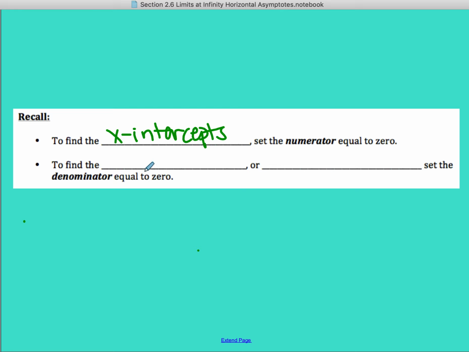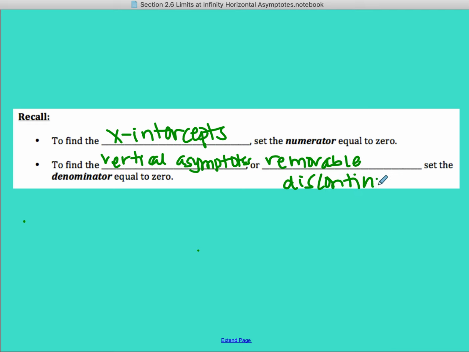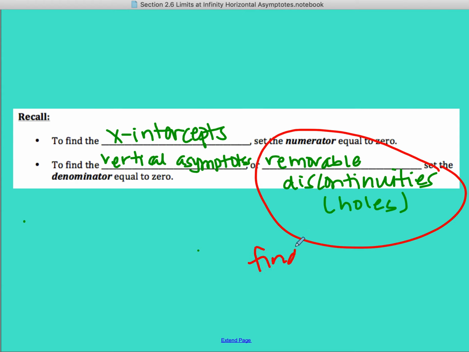And then to find the vertical asymptotes or removable discontinuities, set the denominator equal to 0. Okay, and remember, removable are your holes. Those are your holes. And when you do this, I would always recommend looking for your removable discontinuities first. Find this first.